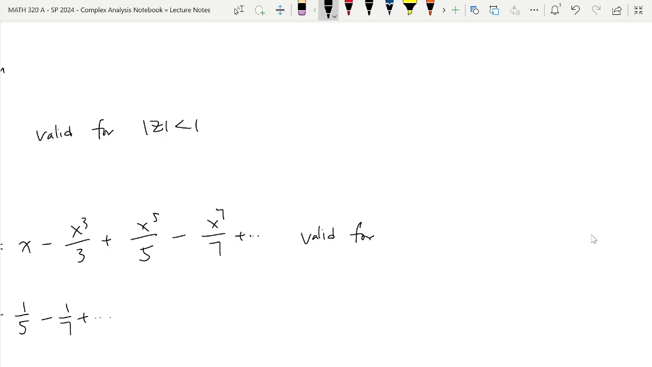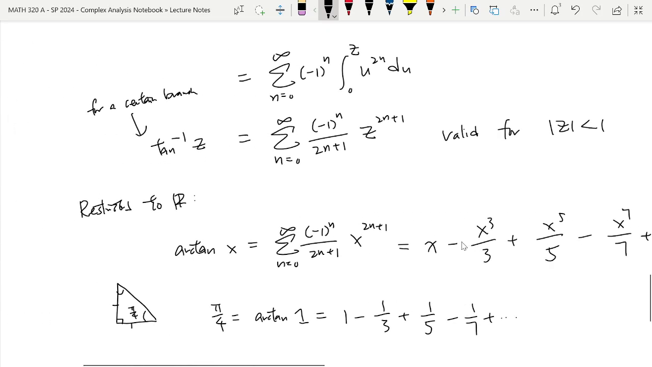What is the interval where x can be in? So this is correct, which is true if and only if x is between -1 and 1, right? So valid for the interval -1 to 1. By plugging in 1, it does not imply this formula because x equals 1 is not inside the interval.